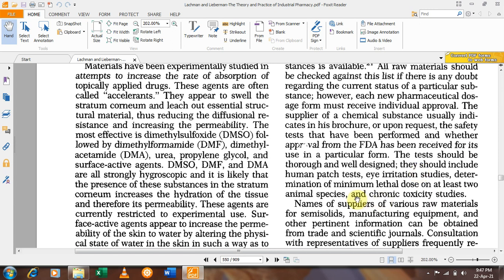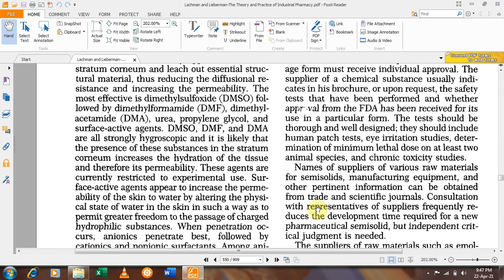and lack of mutation and different toxicity. Studies should also be performed. Names of suppliers of various raw materials for semi-solid manufacturing, equipment, and other pertinent information can be obtained from trade and scientific journals, that is, research publications.